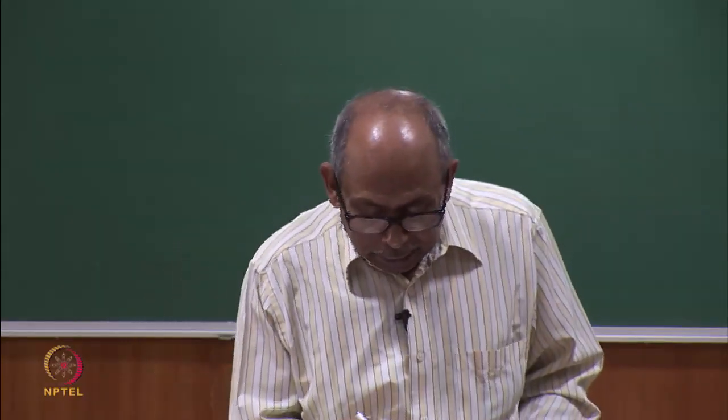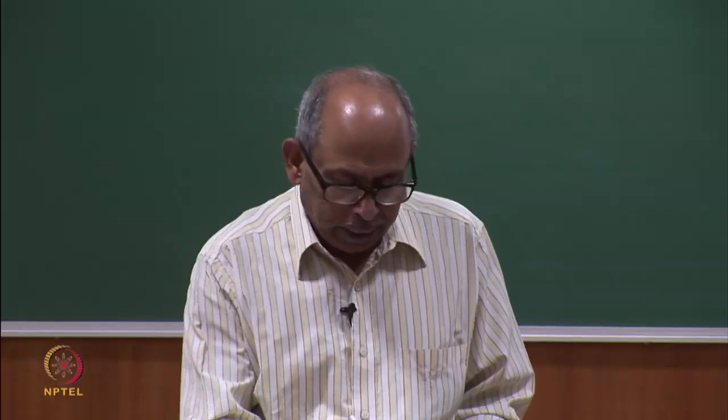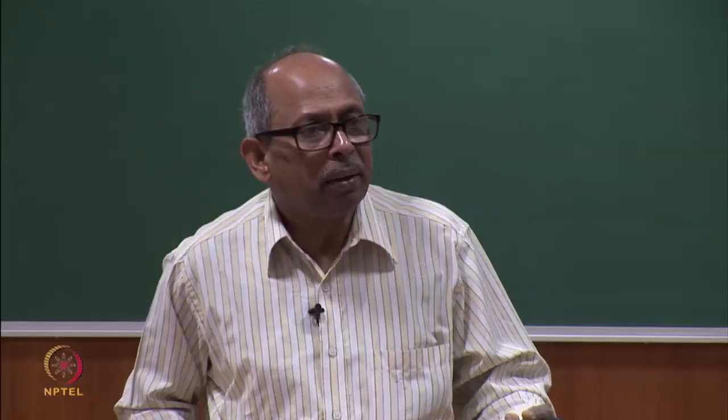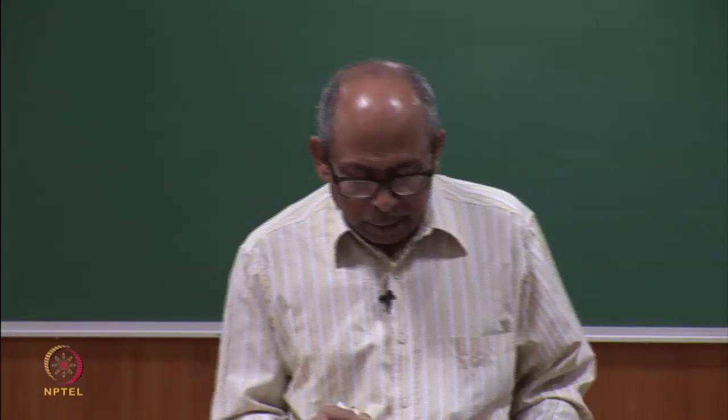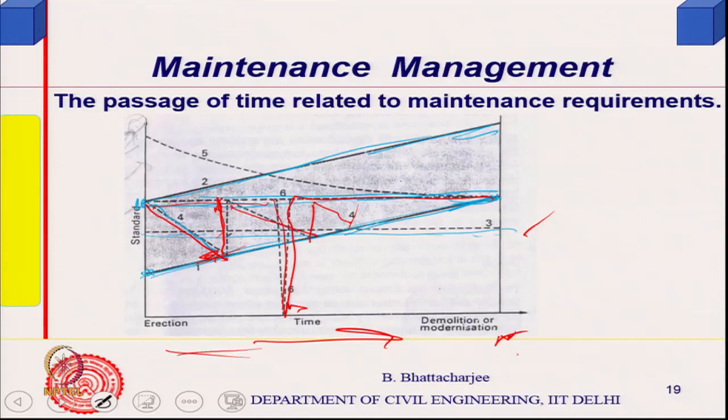Okay. There are certain items which fail suddenly, for example, a water supply line. It fails suddenly, a complete failure. So, it goes right down to the bottom, and you have to restore it to its original state as quickly as possible. So, with time, this is the life cycle, the life of a building, from erection to demolition.